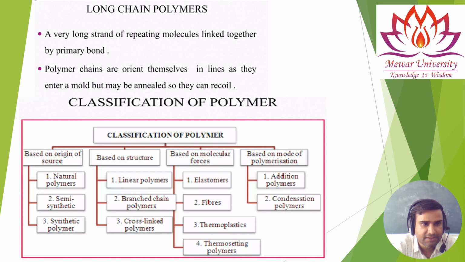Based on structure, we have three types: linear polymer, branched chain polymer, and cross-linked polymer. Based on molecular forces, we have four types: elastomers, fibers, thermoplastic, and thermosetting polymer. And based on the mode of polymerization, we have addition polymers and condensation polymers.